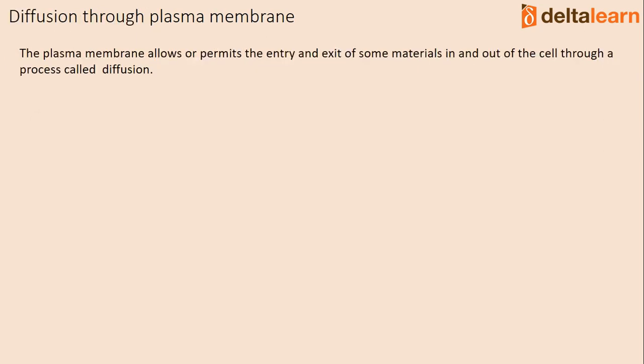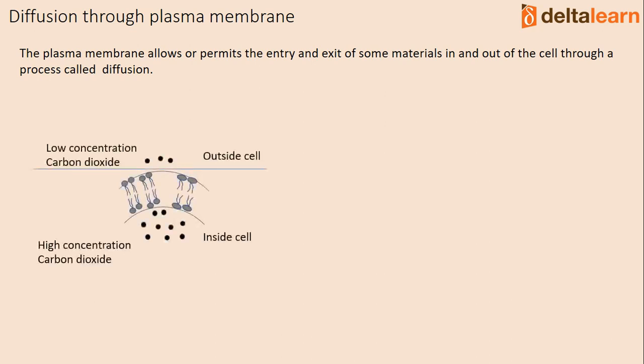The plasma membrane allows or permits the entry and exit of some materials in and out of the cell through a process called diffusion. Diffusion is the net movement of molecules or atoms from a region of higher concentration to a region of lower concentration.